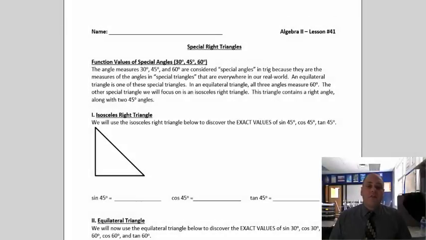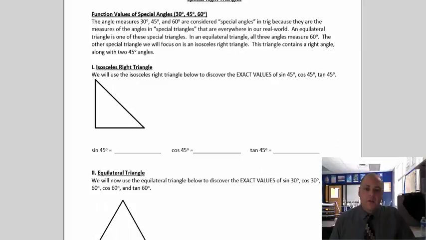In this lesson, we move into special right triangles. We're going to take a look at some triangles that you already know about, and relate the angle measures and the side ratios with sine, cosine, and tangent. Try to come up with some patterns here.